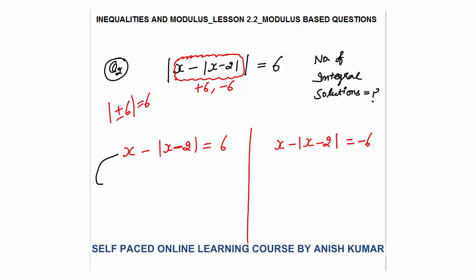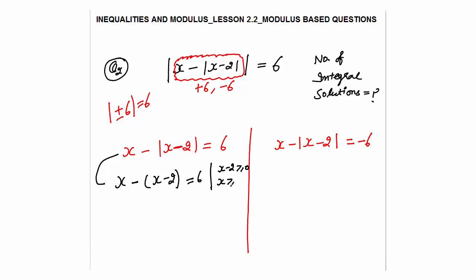Can I say this is further solved in two ways? Mod of x minus 2 will be x minus 2 as it is, because the mod value stays as it is when the inside is positive. The condition here is that x minus 2 must be greater than or equal to 0. If this is true, then x must be greater than or equal to 2. So you can see that the x terms cancel out. This gives 2 equals 6, which is not possible. So this will get cancelled out.